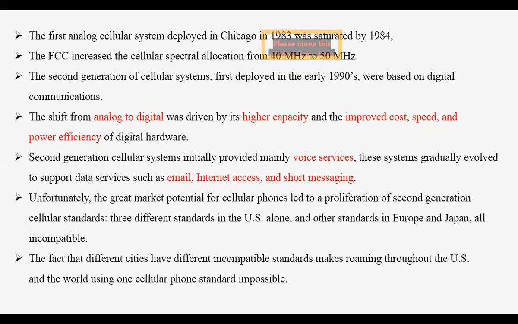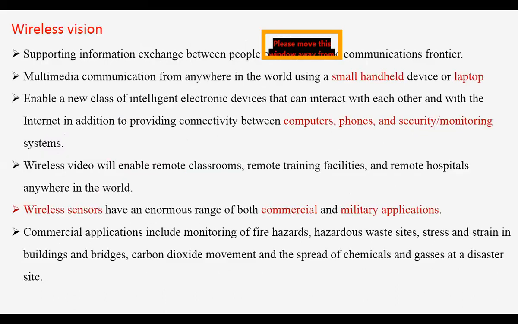again started. In fact, different cities had different incompatible standards, which made roaming throughout the US and the world using one cellular phone impossible. So again, there was a need for standardization. When we say why standards, standardization will provide for use across the globe, so you can use any phone anywhere, and the system can be used. This is very, very important.